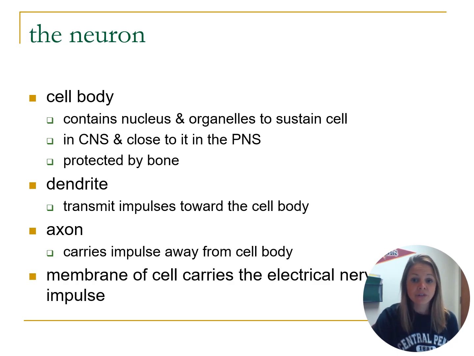Nerve cells are called neurons and have several different parts. The cell body contains the nucleus and keeps the neuron alive. Dendrites are extensions that transmit electrical impulses. The part of the neuron that carries the impulses from the cell body is the axon.